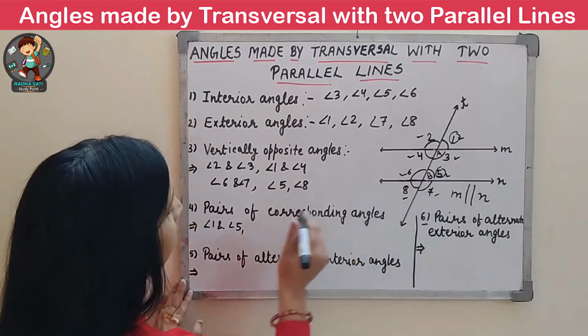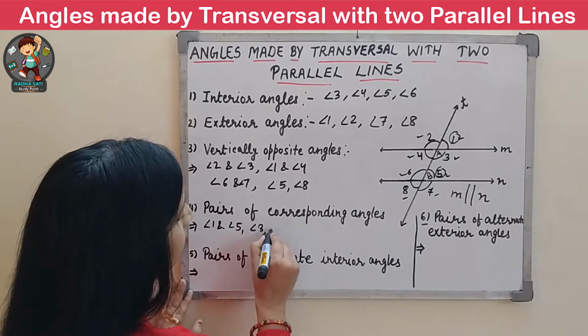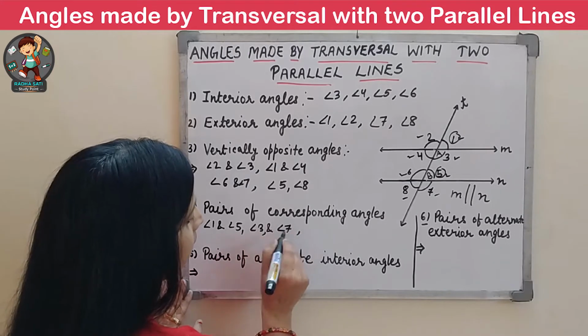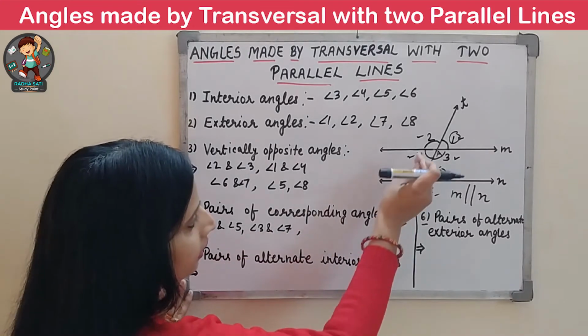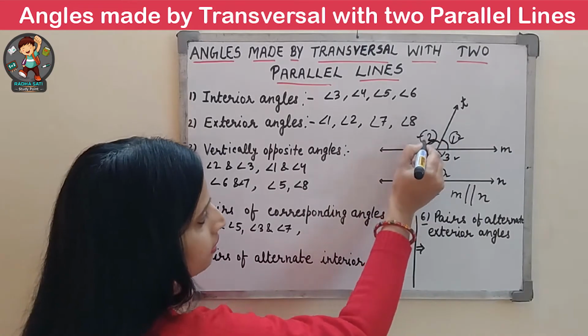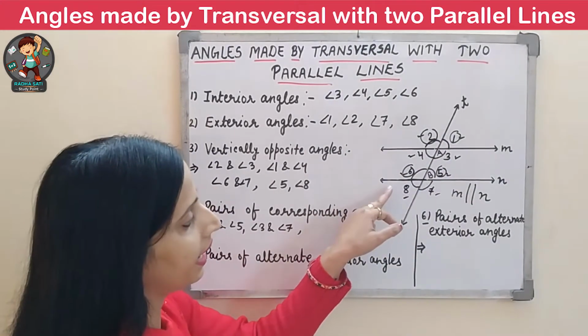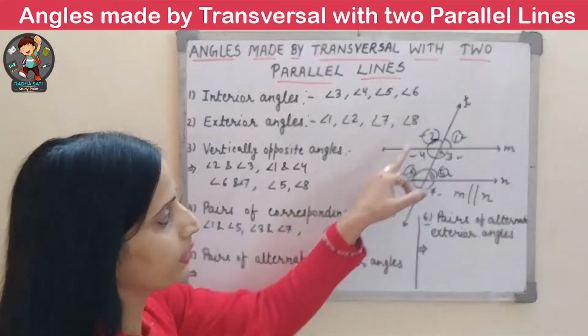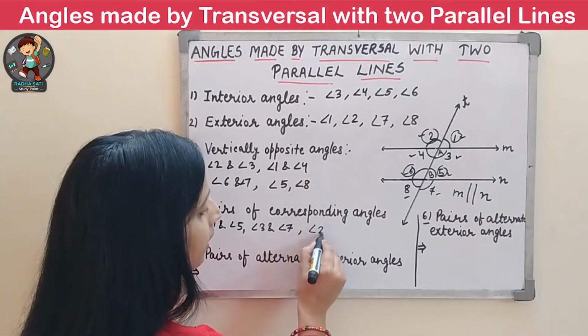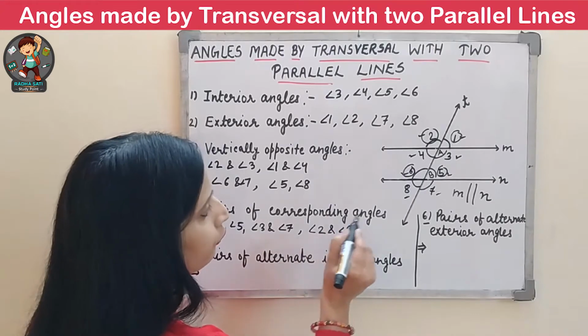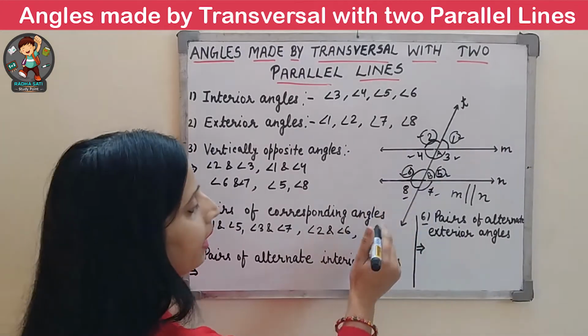So angle 1 and angle 5 is the first pair. Second pair, angle 3 and angle 7. The third pair, angle 2 and angle 6. Both are to the left side of the transversal and above the parallel lines. So angle 2 and angle 6 is the third pair. And the fourth pair is angle 4 and angle 8.